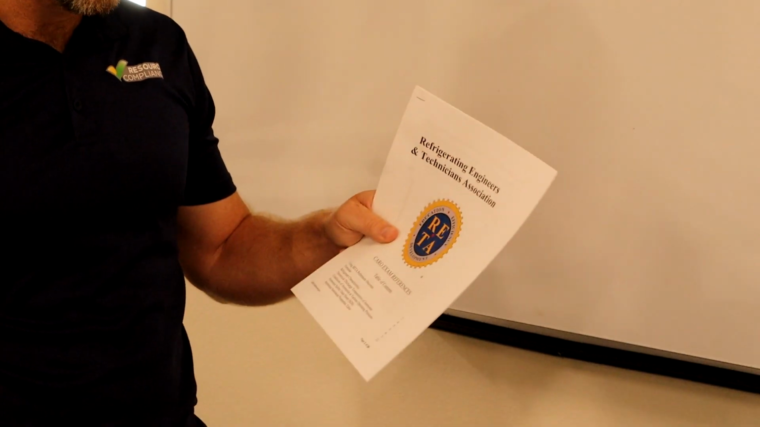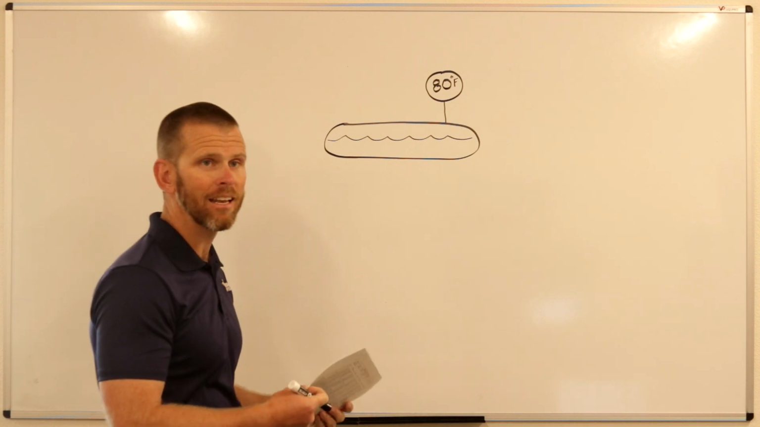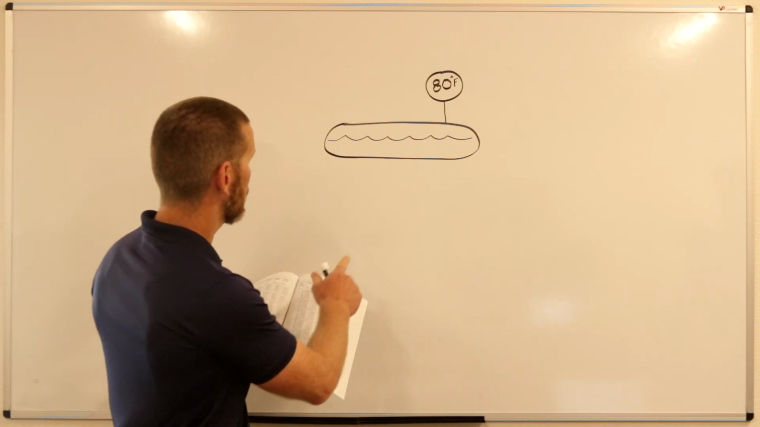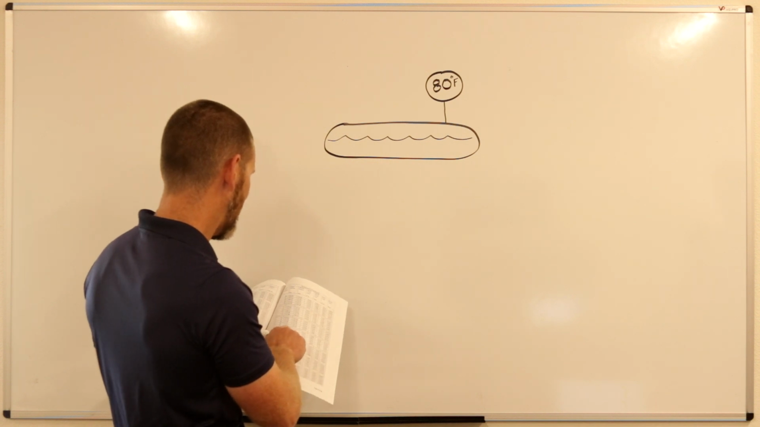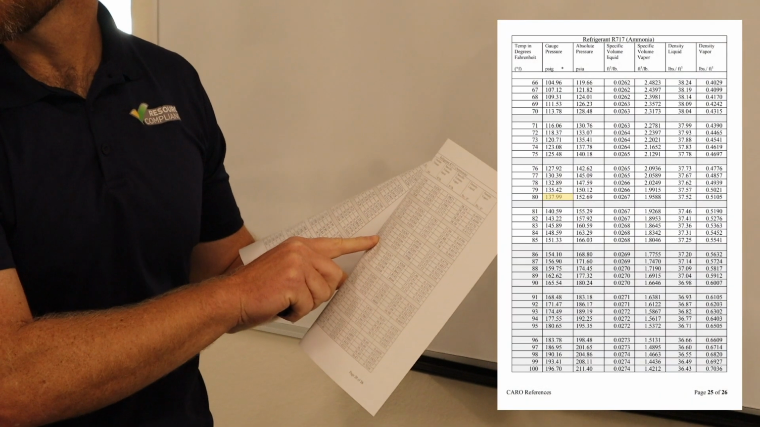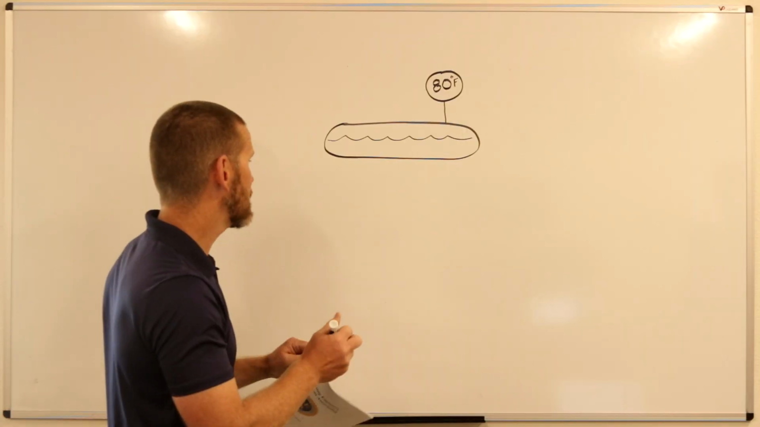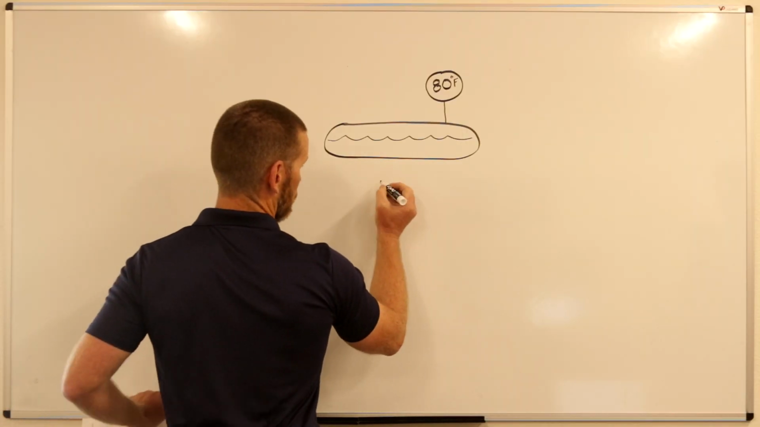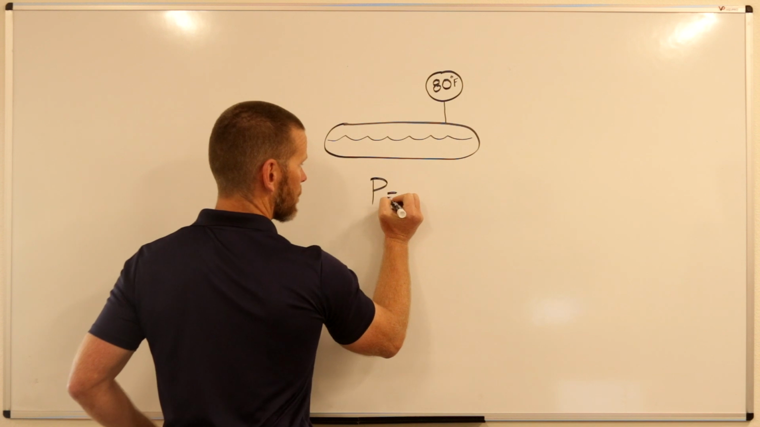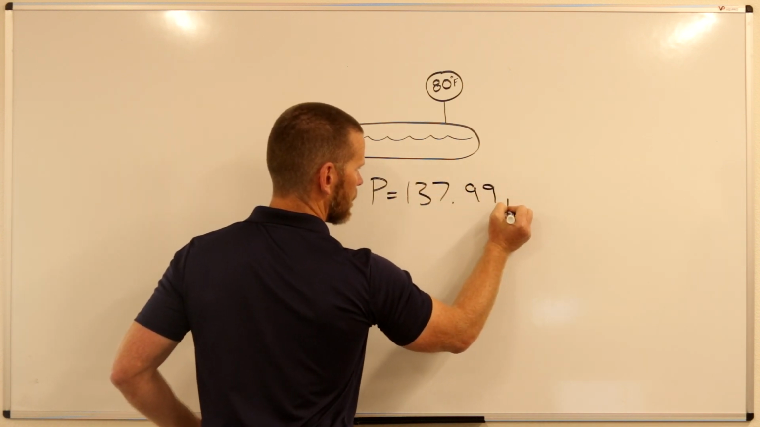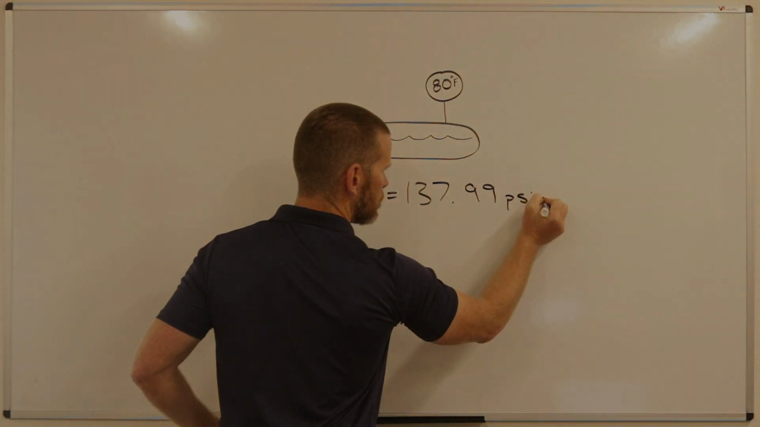the pressure. I've chosen to use the Rita Caro exam packet, and I'm going to simply go to the ammonia saturation tables and look up our temperature, which is 80 degrees, and I see that the corresponding gauge pressure is 137.99 psig.